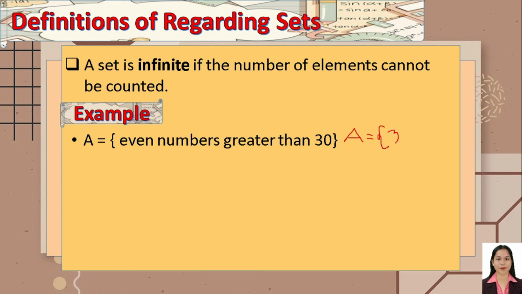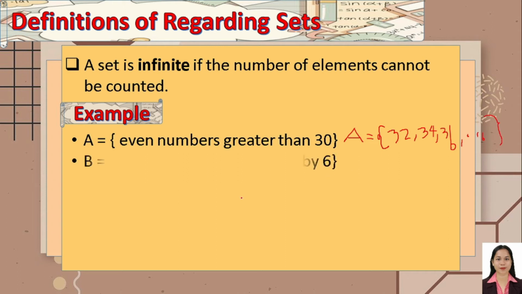So, 32. Then, we have 34, even number. Then, we have 36. So, hindi na natin siya isusulat, i-continue natin siya kasi wala namang nilagay dyan kung hanggang saan lang. So, 32, 34, 36, then put an ellipsis. And so on and so forth. Okay. So, ganun siya. Ellipsis.